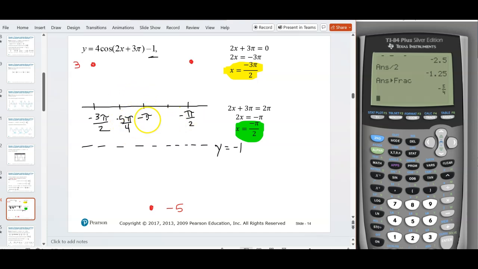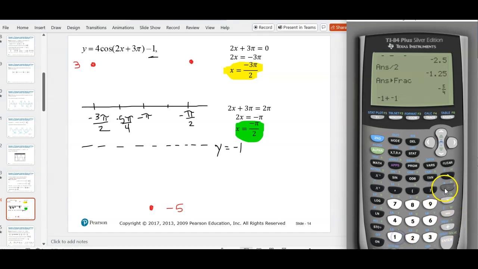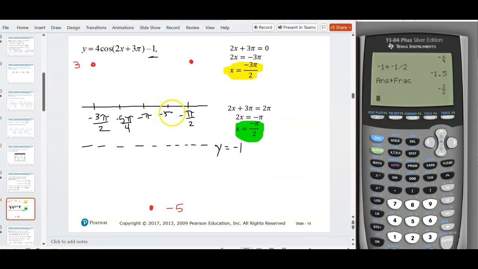Right, and then halfway between these, -1 plus -1/2, enter, turn it into a fraction, stick the pi back in there, so -3 pi over 2 is that point, okay? And those are, again, the halfway points between the first and middle, the middle and last.